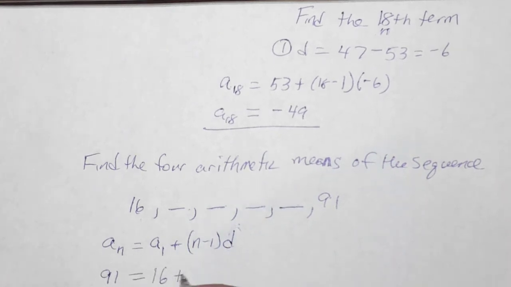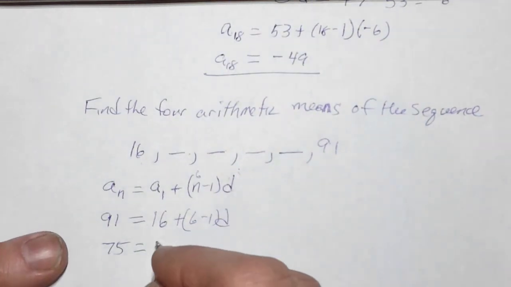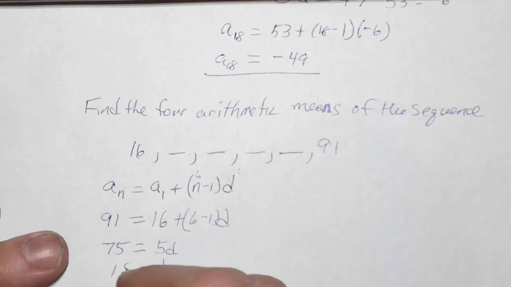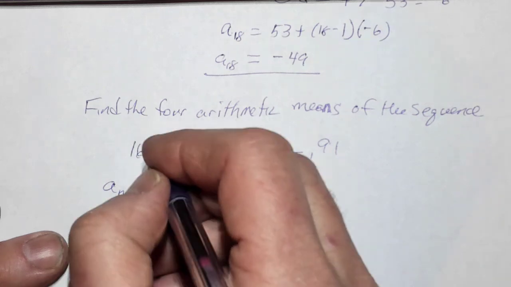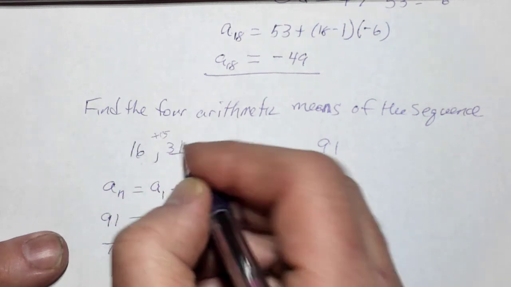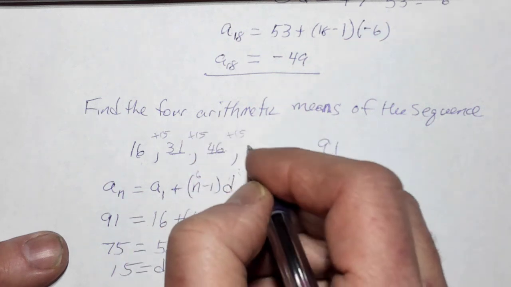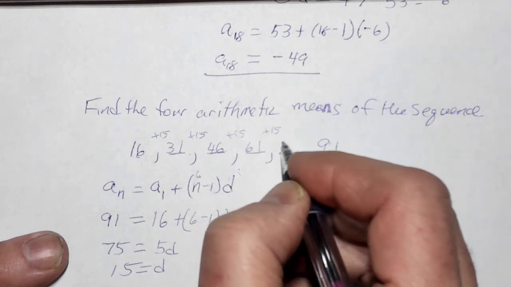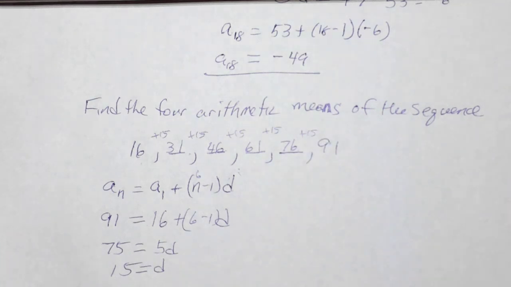The first term is 16. I know that n is 6, so 6 minus 1 times d. And if you solve this out, you subtract 16, you get 75 is equal to 5d, so d equals 15. So then all I would do is add 15 here, and I get 31. I'd add 15 and I'd get 46. I'd add 15 and I'd get 61. I'd add 15, I get 76. And then if I add 15, I get 91. Those are the topics on your assignment for today.